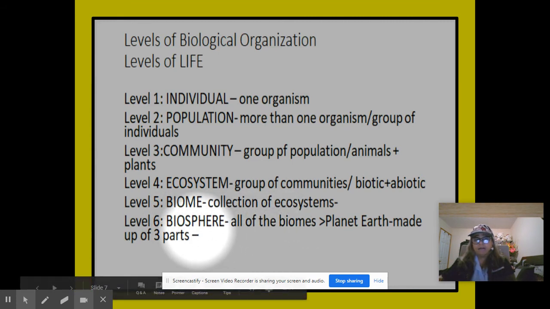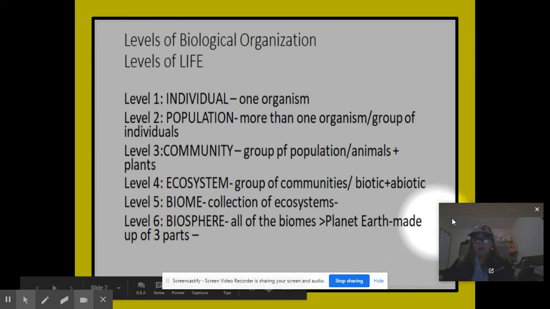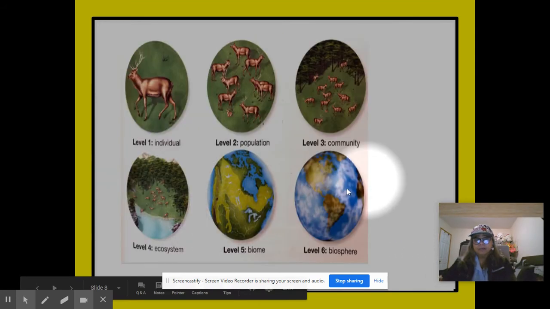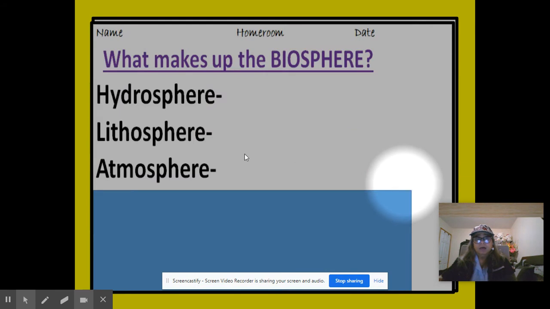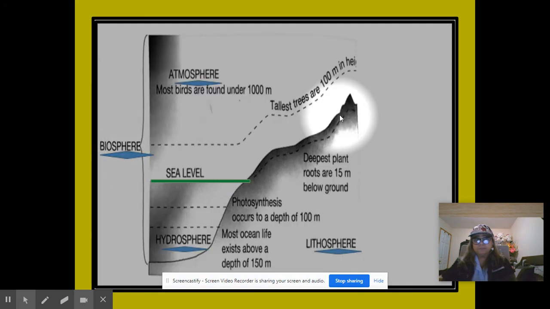And in fact, whenever we talk about our planet or biosphere, we talk about three things: hydrosphere, lithosphere, atmosphere. So, atmosphere, dealing with anything that's up in the air.